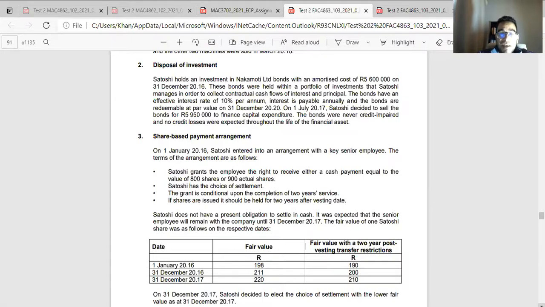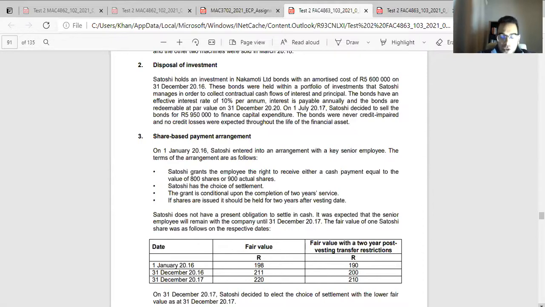So therefore, it's correctly at amortized cost. The bonds have an effective interest rate of 10% per annum. Interest is payable annually, and the bonds are redeemable at par value on 31 December 2020. On 1 July 2017, Satoshi decided to sell the bonds for 5.9 million to finance capital expenditure. The bonds were never credit impaired and no credit losses were expected throughout the life of the financial asset.